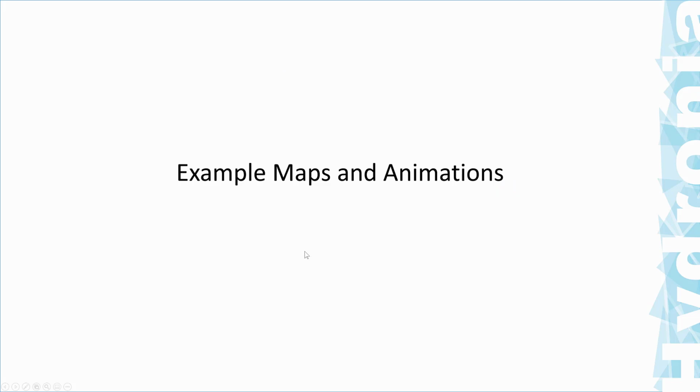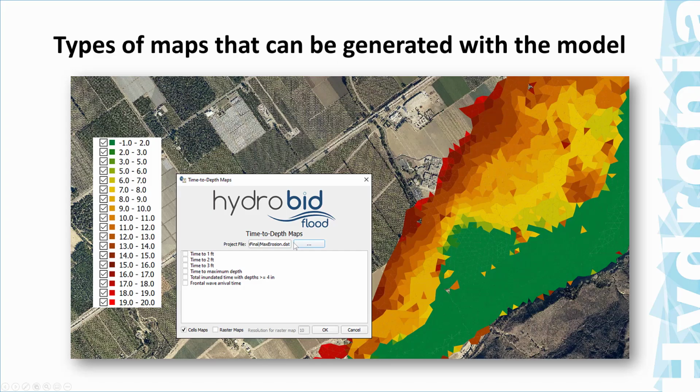Once the model runs, then you can create a number of maps and animations. I will show you some examples of that to finalize. In this case, this is a type of map that you can create with the model. In this case, this is the arrival time of the flooding. So you can create arrival time, or the inundation duration. There are many parameters that you can plot in time or depth maps.